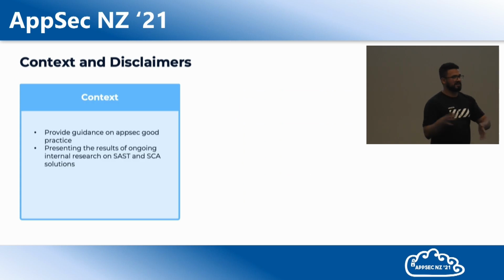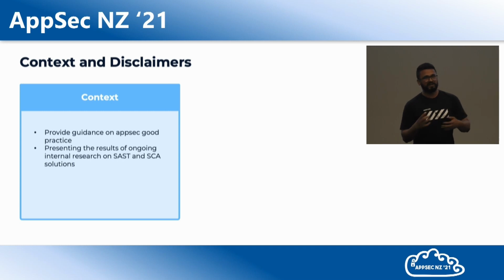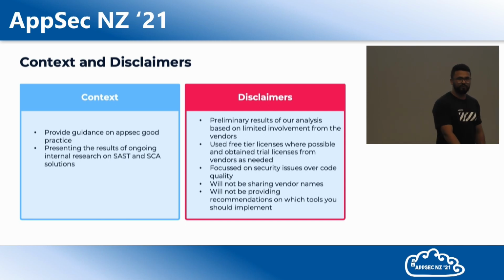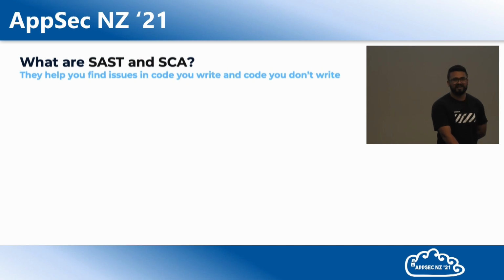Couple of things before we get into the meat of it. My role is to provide guidance on AppSec good practice. I was challenged with looking at all the SAST and SCA vendors, figuring out what works, what doesn't. And what I'm going to present today is the initial view of what we did. So a couple of disclaimers, as always. These are preliminary results. I'm still working through everything. We did it with minimal interaction with the vendors. Because of that, I'm not going to tell you all of the vendor names, but hopefully you'll learn a few things and figure out what to look for, what to avoid, pitfalls and all of that, and make excellent decisions moving forward. So finally, what are SAST and SCA?